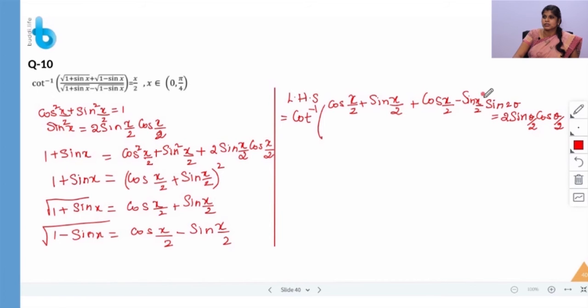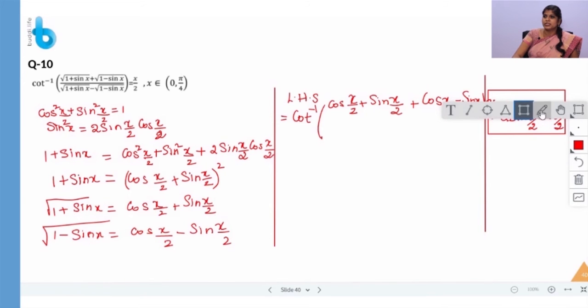This part is just serving as your rough column. We are not going to use this. This is just your formula. And what will be the denominator here?